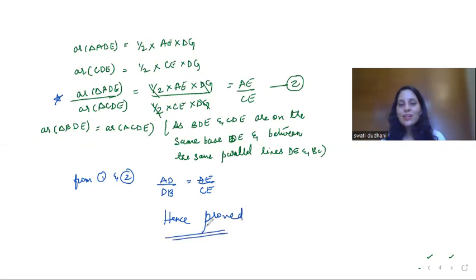I hope this is clear. This is a very easy question, easy theorem. So here you just used half base into height concept, and this is a very, very important board question. You will have the proof also at times, and one definite question from this theorem is sure to come. But the proof is also equally important. I hope you have understood the solution. Thank you.